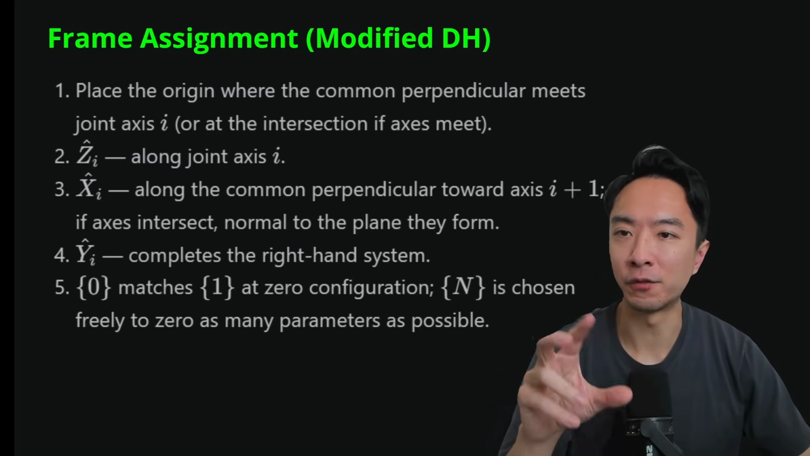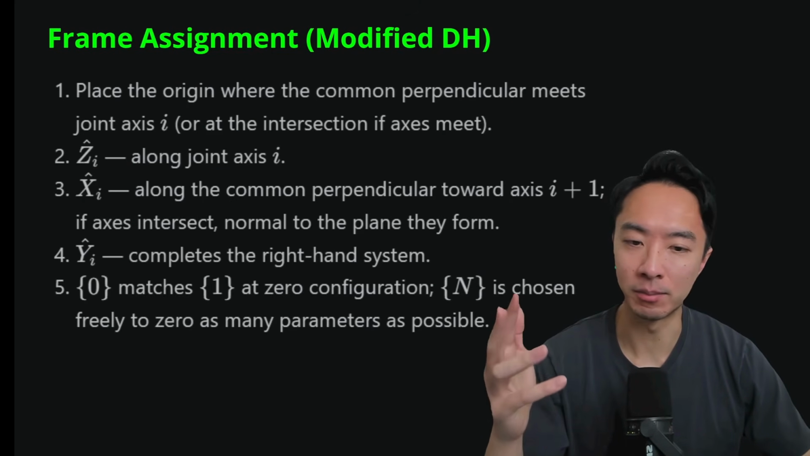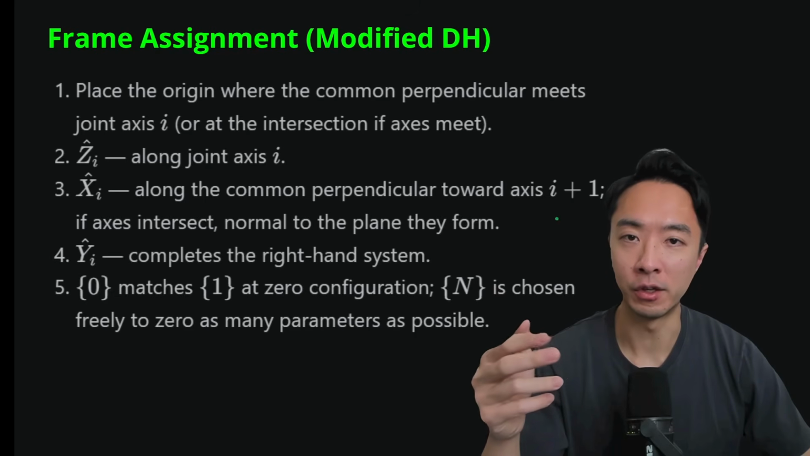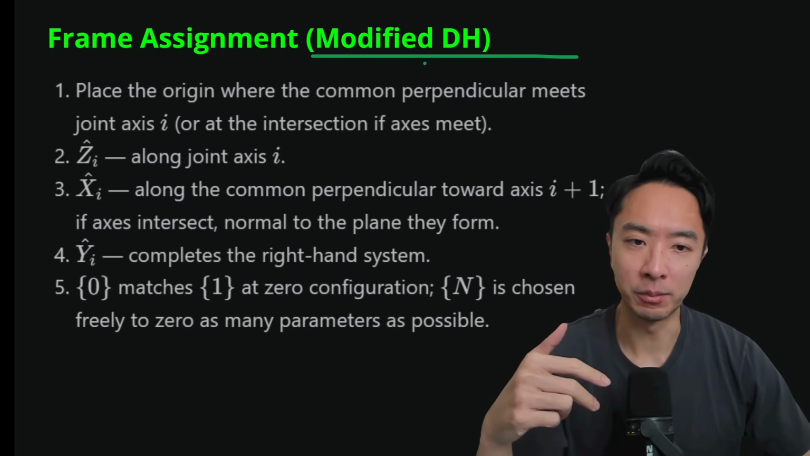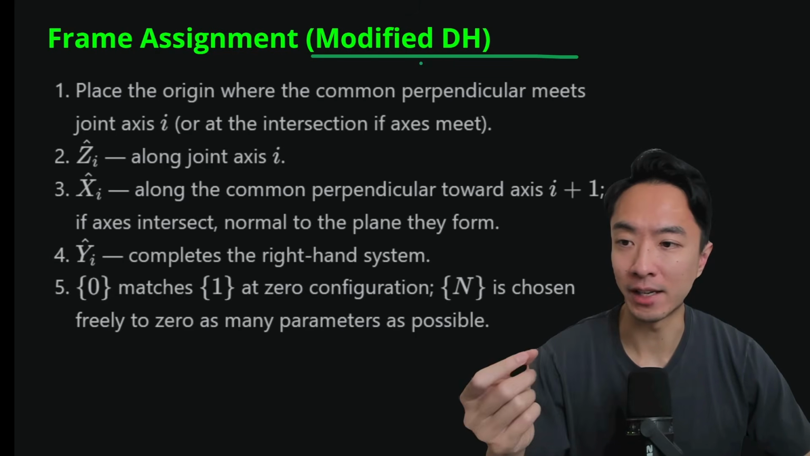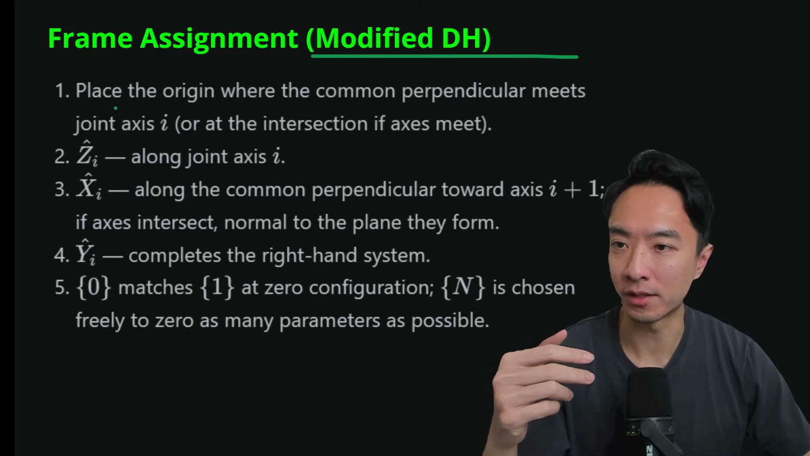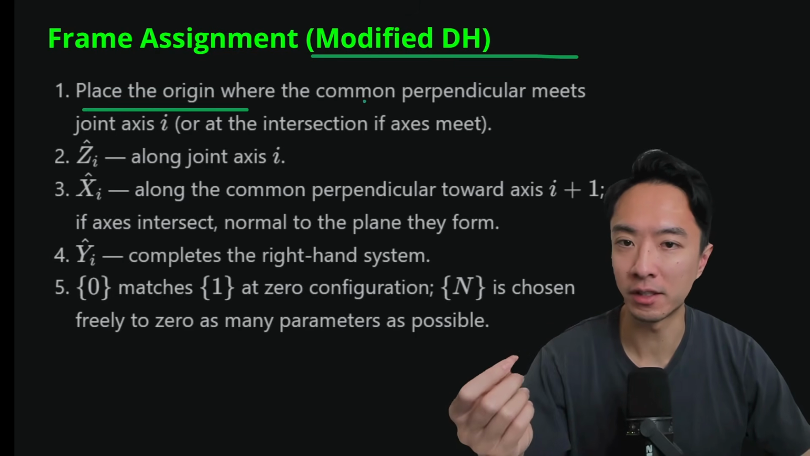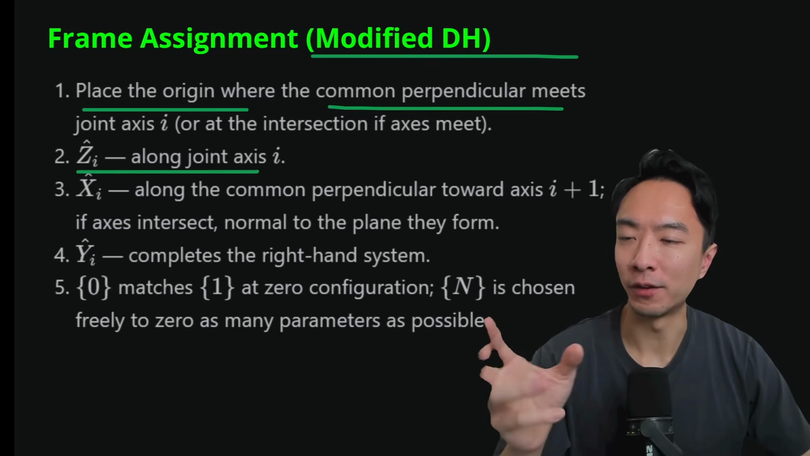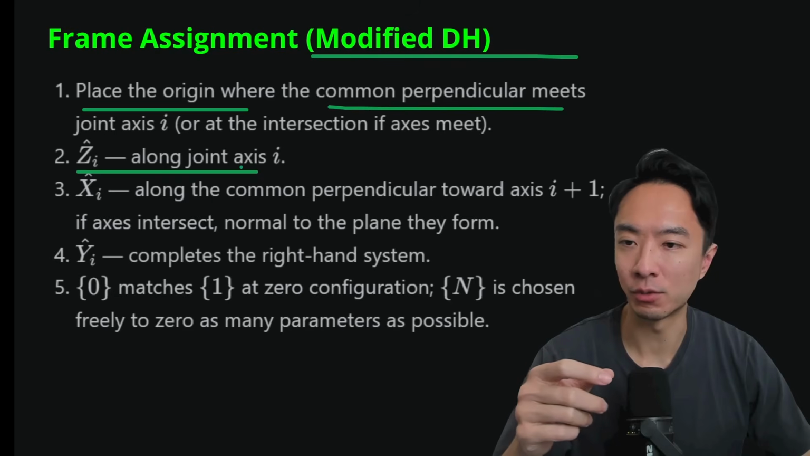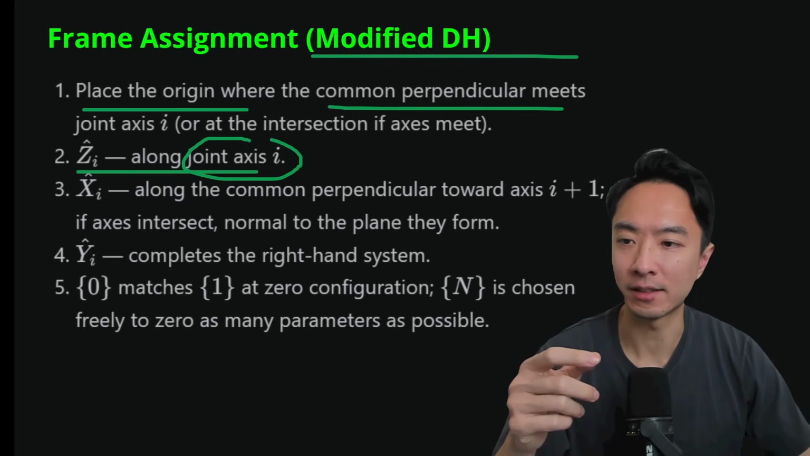So we can see the frame assignment procedure. This is the procedure that we will follow, and it is for the modified DH parameters. All of this will make more sense when we go through an example, but I'll quickly walk through the steps. First you want to place the origin. We're going to be using the common perpendicular, and then we want to define the Z_i axis, which is going to be along the joint axis i.